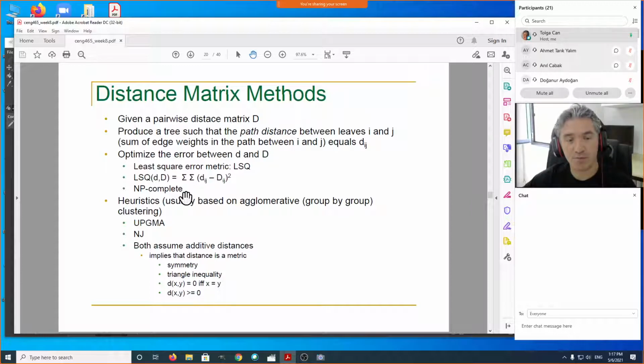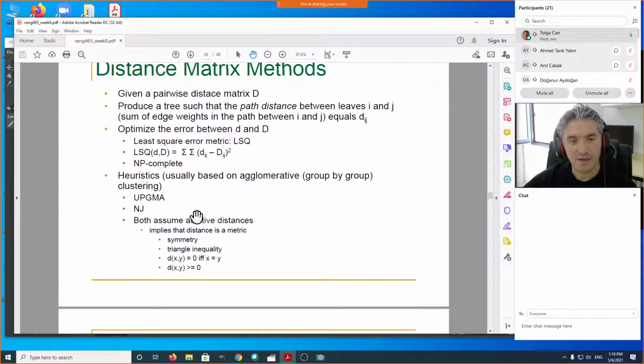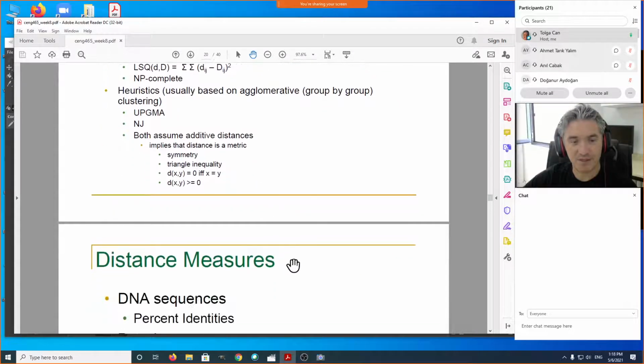And it's proven to be an NP-complete problem, which means that nobody has found yet a tractable solution, a solution that is practically possible to finish in some time if the number of species that we are trying to work on is large enough. But there are heuristics. They are usually based on agglomerative clustering, which means that we start with individual groups and group by group we connect them together into larger groups. UPGMA and neighbor joining are like that. And they both assume additive distance matrices.